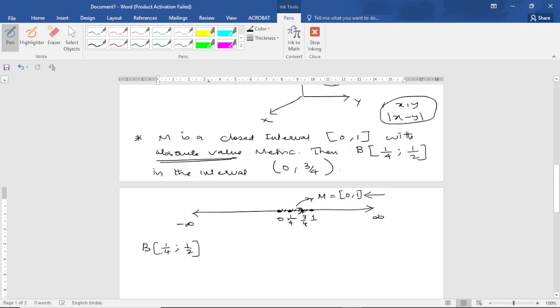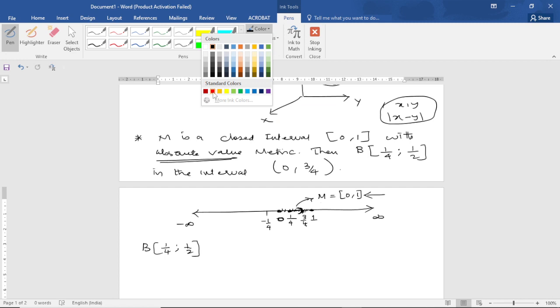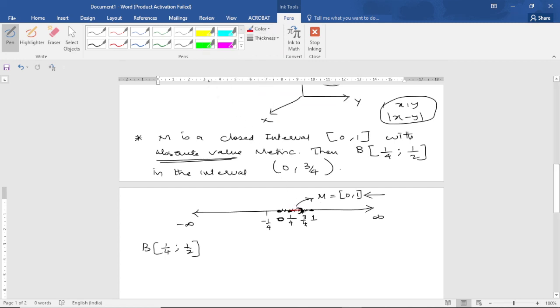And what about the left-hand side? You subtract 1/2 from 1/4, so it would go beyond 0, but our space is up to 0 only. So what is this open ball? All elements from here to here, then up to this. But this part is not there in our metric space itself. So how can I write this open ball?